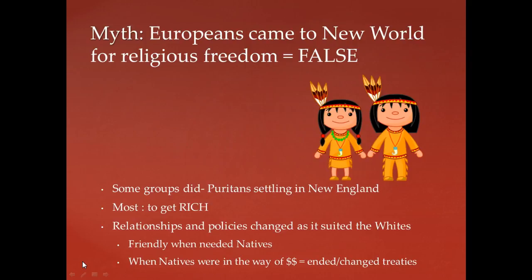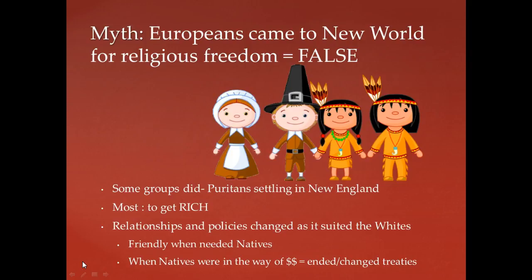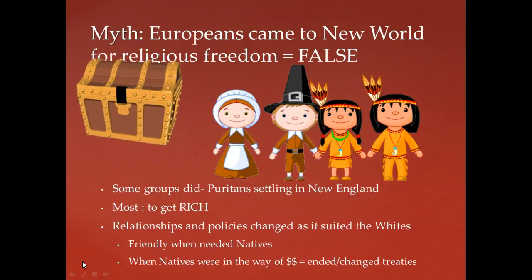Another myth is that we think of the Europeans as coming to the New World for religious freedom, and that they all came to get away from oppression. And while that is the reason why some of them came, particularly the Puritans settling in New England, most of them came to get rich.